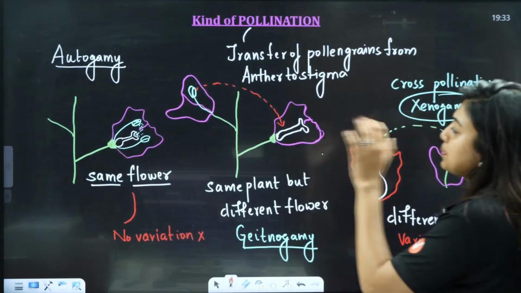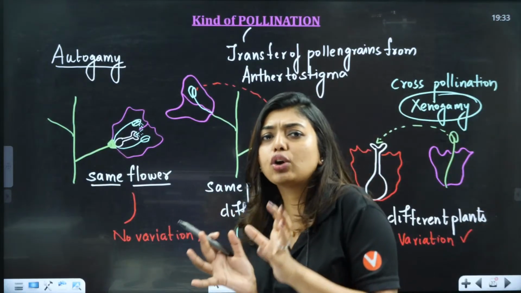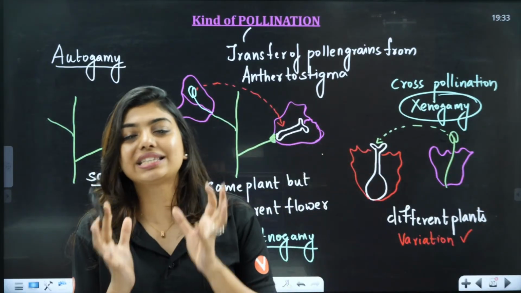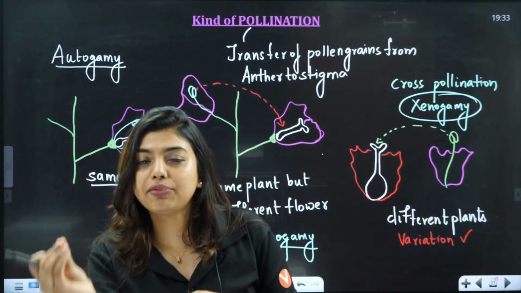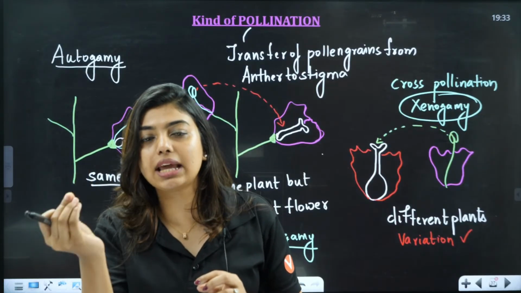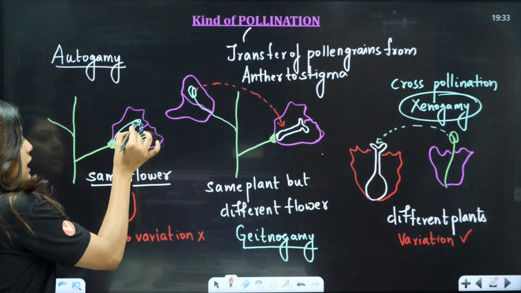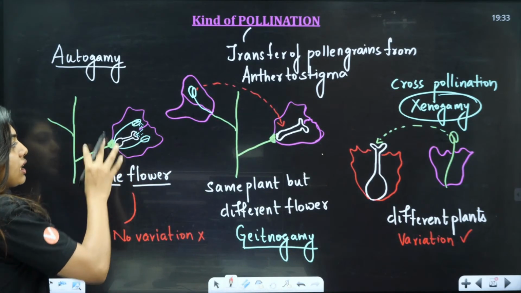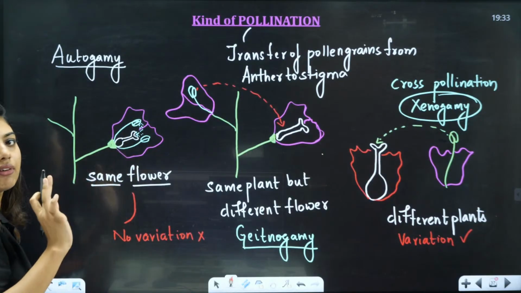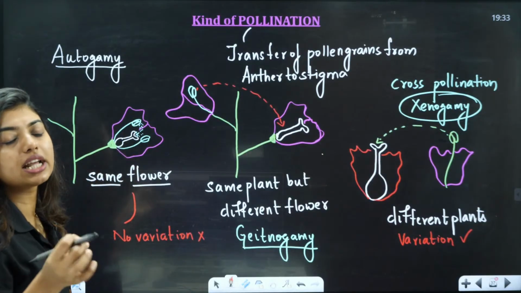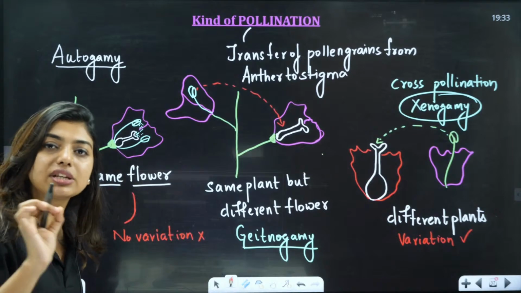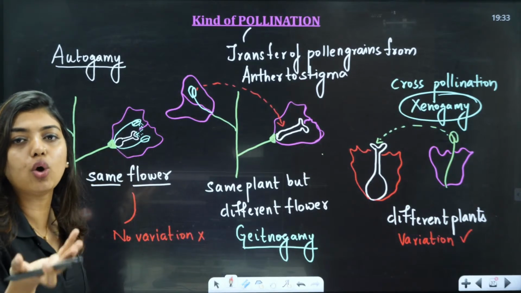So look here, autogamy means the same flower: pollen grains from the same flower are going to fall on the stigma of the same flower. Pollen grains are being transferred from here to this stigma, everything is happening in the same flower. So transfer of pollen grains from the anther to the stigma of the same flower is called autogamy.